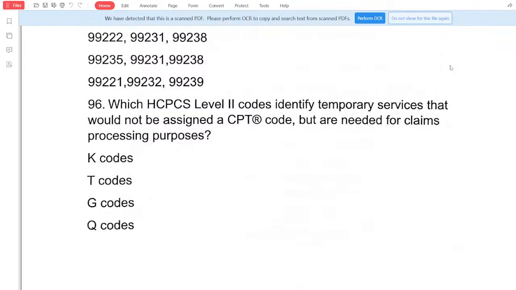Okay. What about 96, that is related to the HCPCS level textbook? I hope everyone has an HCPCS textbook on your side. I don't know, some institutions were not providing any HCPCS textbook. That is why I asked. HCPCS level code. Which series of codes are needed for claim processing purposes? I mean, it's a temporary service that would be assigned as a CPT code. Which series? If you don't know the answer, I will explain it.